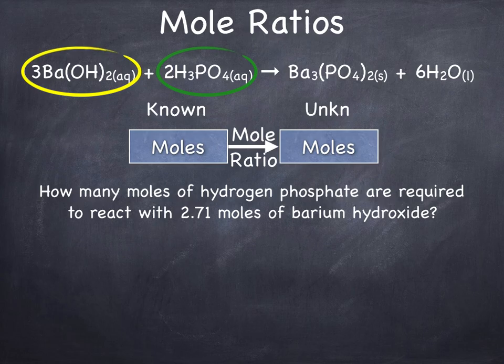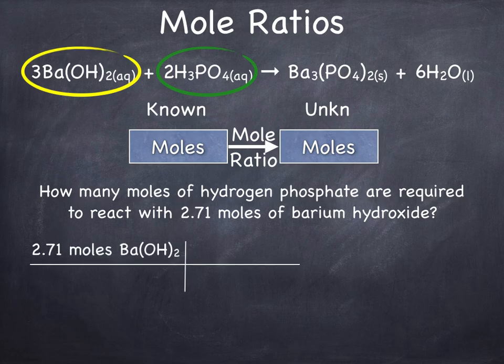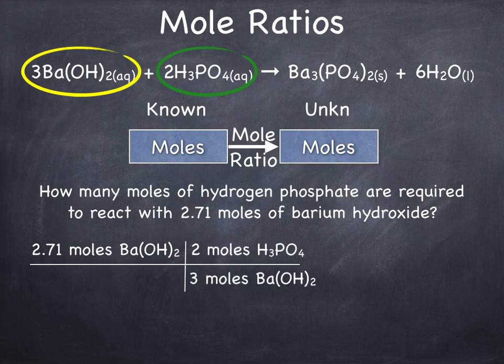And so once you have your known and your unknown set up, we're going to build our game board. And so remember, your given information always goes in the top left. And to convert from barium hydroxide to phosphoric acid, we're going to use that mole ratio 3 to 2. And so you need to think about which of those two is going to go on top. Is the 3 going to go on top, or is the 3 going to go on the bottom? And if you take a second to think about that, hopefully you'll come to the conclusion that that 3 moles of barium hydroxide has to go on the bottom.